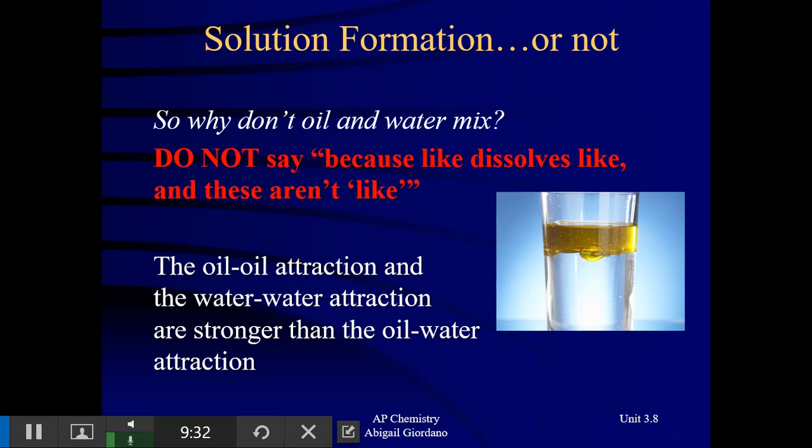So the oil to oil attraction between two oil molecules is stronger than between oil and water. They attract to themselves more than they do to something else. When is a solution actually formed? Because the solute and solvent attract to each other more than they do to themselves. That's when a solution is formed. Please don't use like dissolves like.